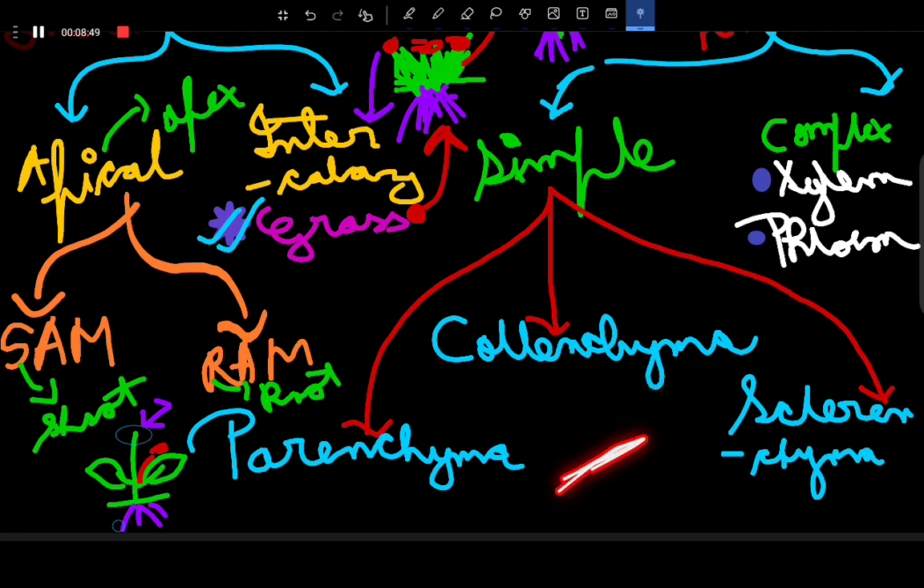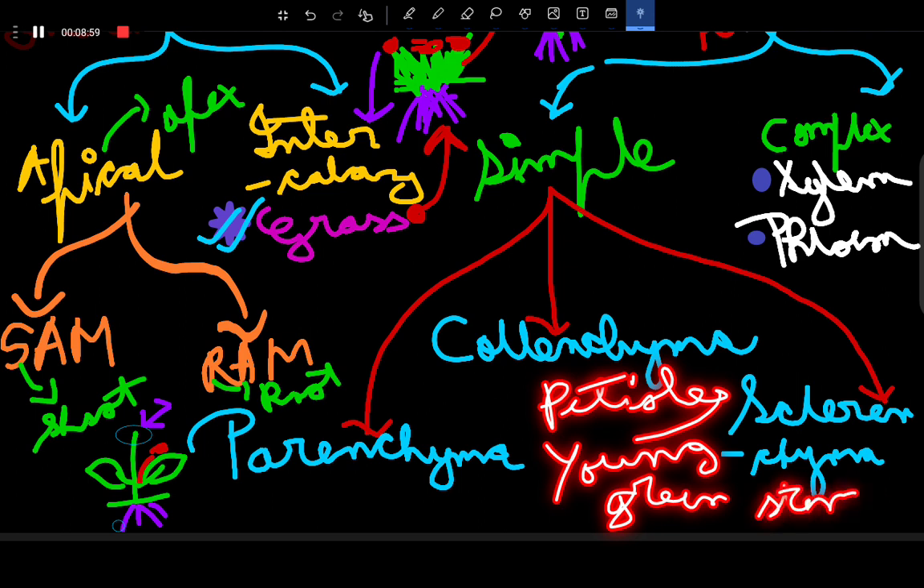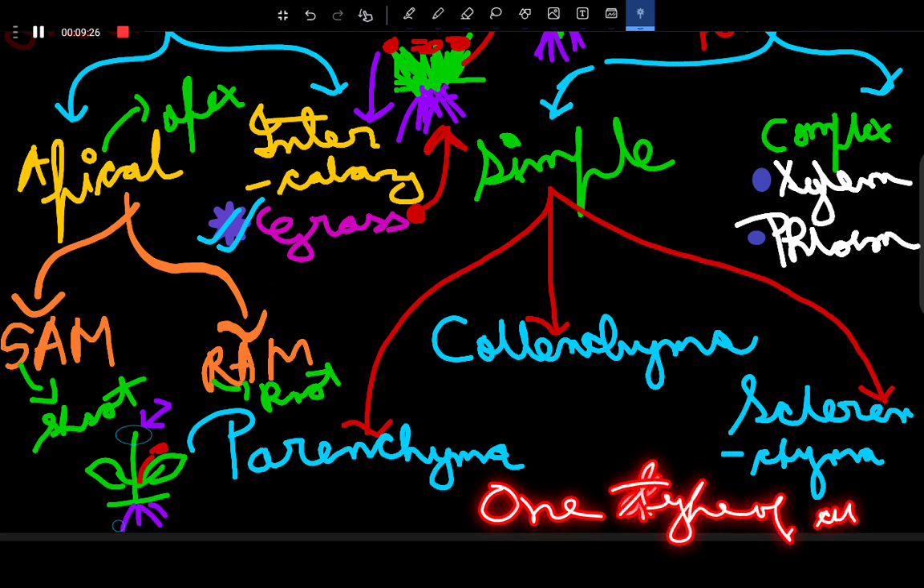They are found in petioles or young green stems, to be exact, herbaceous stems. Okay. And sclerenchyma can be like a fiber or sclereid. Okay. These are simple permanent tissues. And why are they simple? Because they are made of only one type of cell.